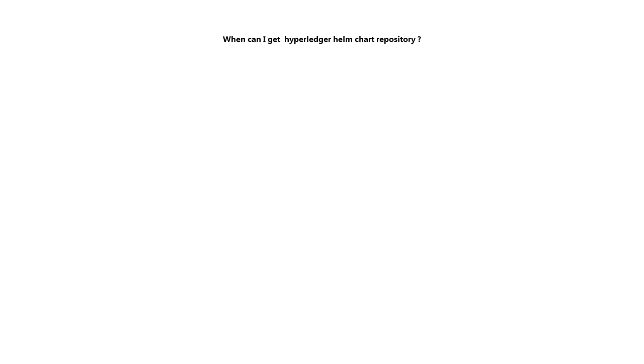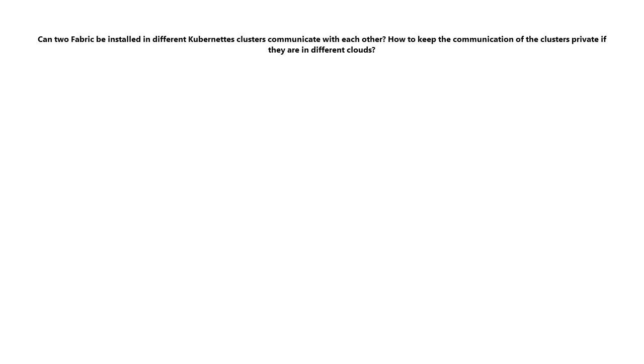Can 2 Fabric be installed on different Kubernetes clusters communicating with each other? How to keep the communication of the clusters private if they are in different clouds? So these are 2 different questions. I'll try to answer them in turn. So yes, in principle, Fabric is indeed made so that you can have the nodes communicating between different machines. Right now, the charts don't have ingresses for the peers and orderers. This is one of the next things that we want to update them with in order to allow communication from there. This should be quite easy to implement.